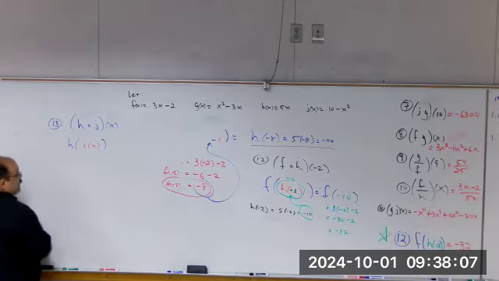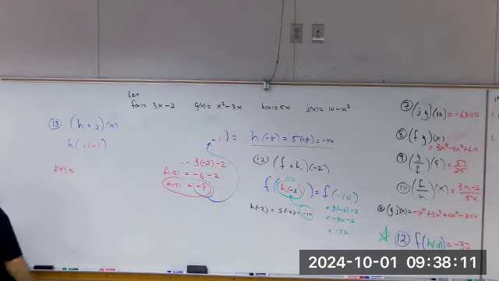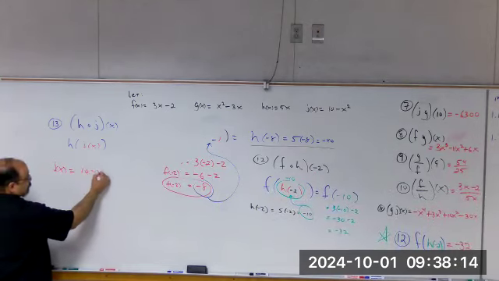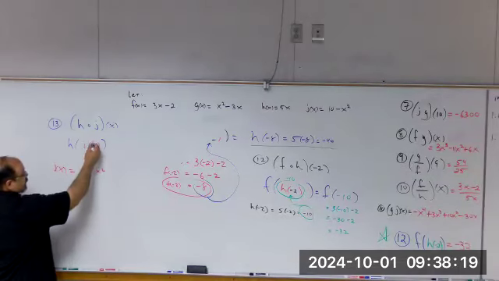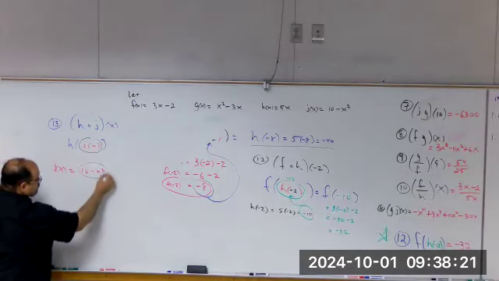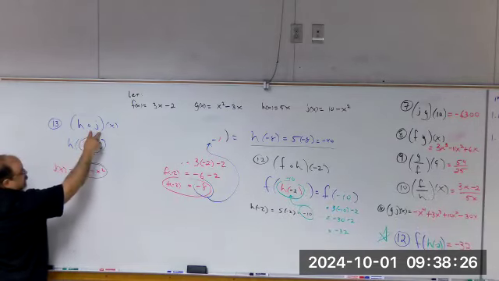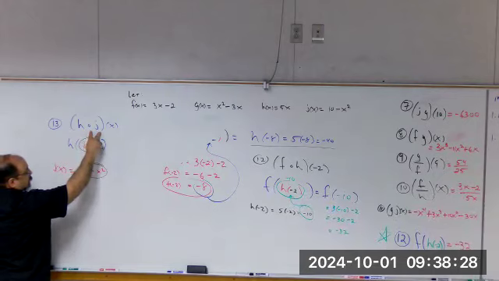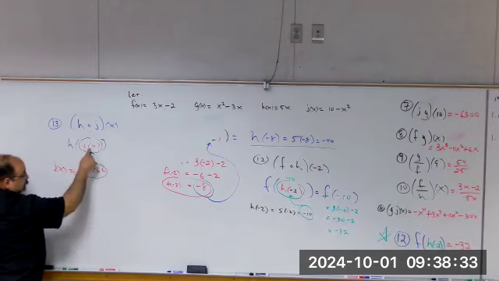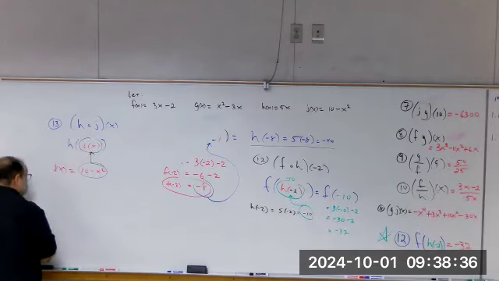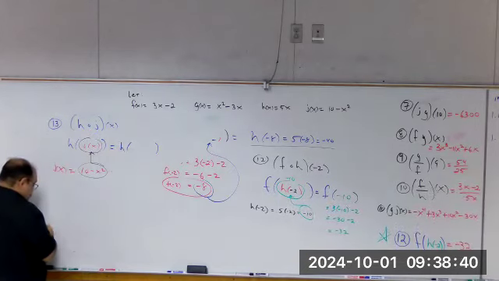We have to figure out what J of X is. Well, J of X is what? 10 minus x squared. That's all I need, and that's all you have to work with. Step one, rewrite it. Step two, substitute. So now this is H of 10 minus x squared.